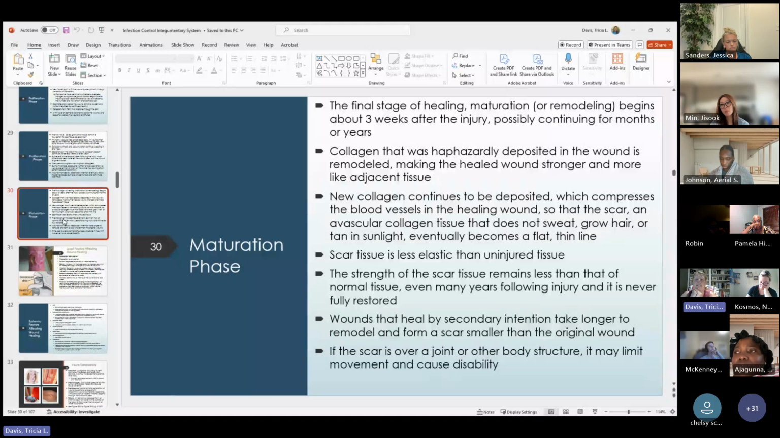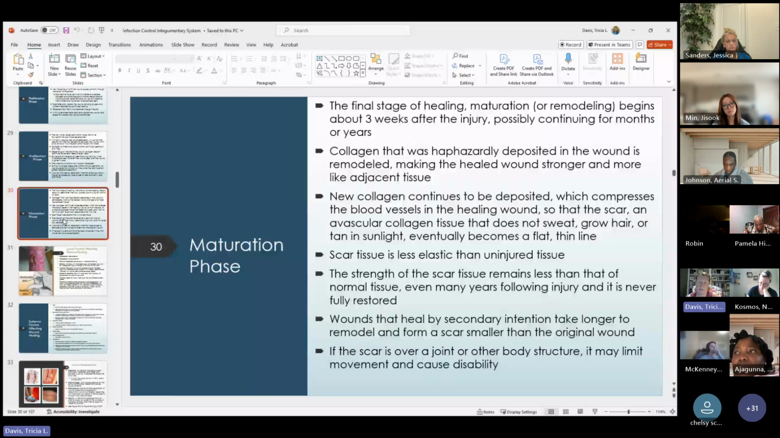Scar tissue is going to be less elastic than uninjured tissue, and scar tissue can just grow on top of each other, and it can cause, especially in your GI area, adhesions. And eventually those adhesions can cause a lot of damage depending on where they are. So it's not uncommon that some patients, especially with abdominal issues, have to go in and have adhesion removal because of all the scar tissue. Usually the strength of the scar remains less than that of the normal tissue. So many years after the injury, it's not uncommon that it's never fully restored.